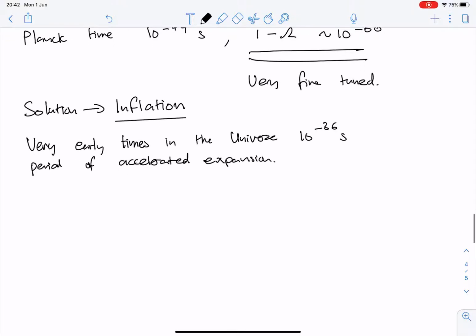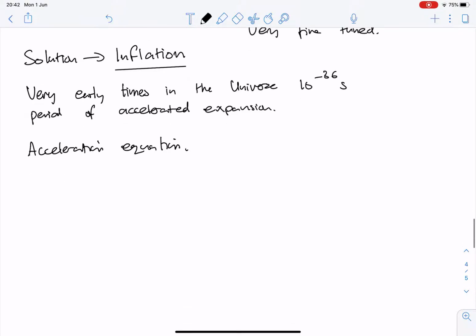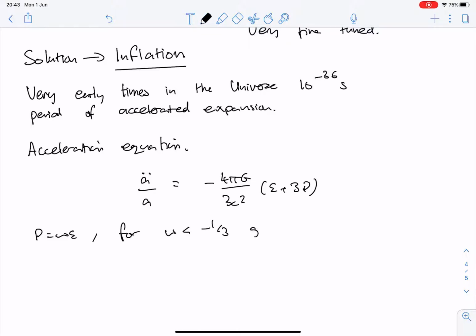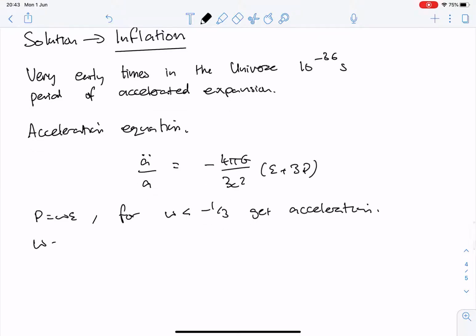And so how do I do that? Well, remember, if I have the acceleration equation, this might sound like another blast from the past now. I take the acceleration equation, I have a double dot over a equals minus 4 pi G over 3c squared times (epsilon plus 3p). Any equation of state, p equals w epsilon, for w less than minus 1/3, I get acceleration. And the easiest thing we do is w equals minus 1, lambda, or the cosmological constant.